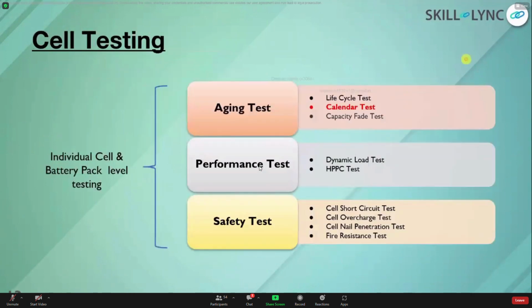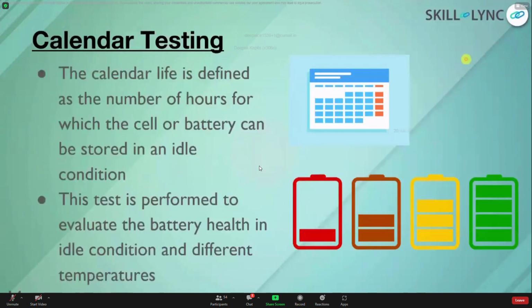This particular calendar test we have already discussed in our previous sessions, but we will recap it and go into a little more detail. Again, this calendar test comes under the aging test category. In this testing, the calendar life of the cell is defined as the number of hours for which the cell or a battery can be stored in an ideal condition.